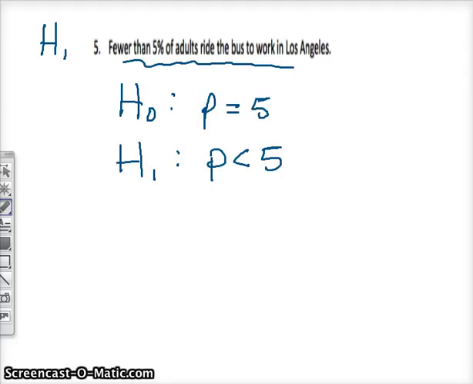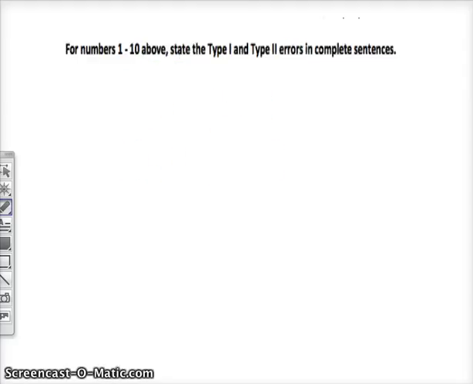That is my job. All right, the other part of that lesson had to do with type 1 and type 2 errors in completing sentences. So let me just see if I can do the best explanation possible.